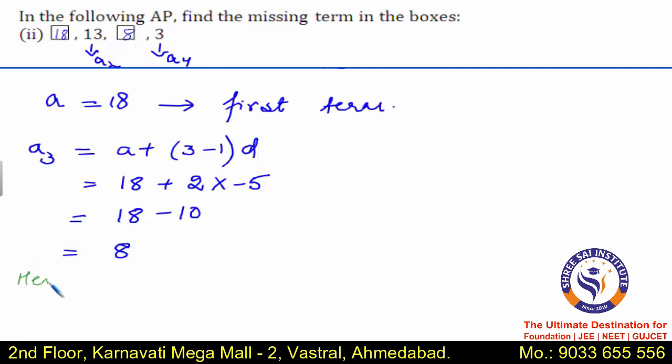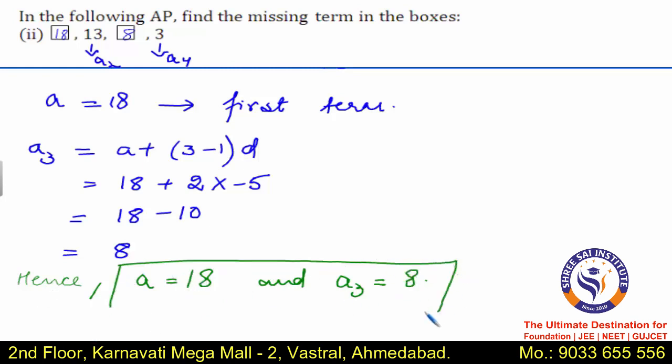Thus our answer is, the first term is 18 and the third term is 8. This completes the solution.